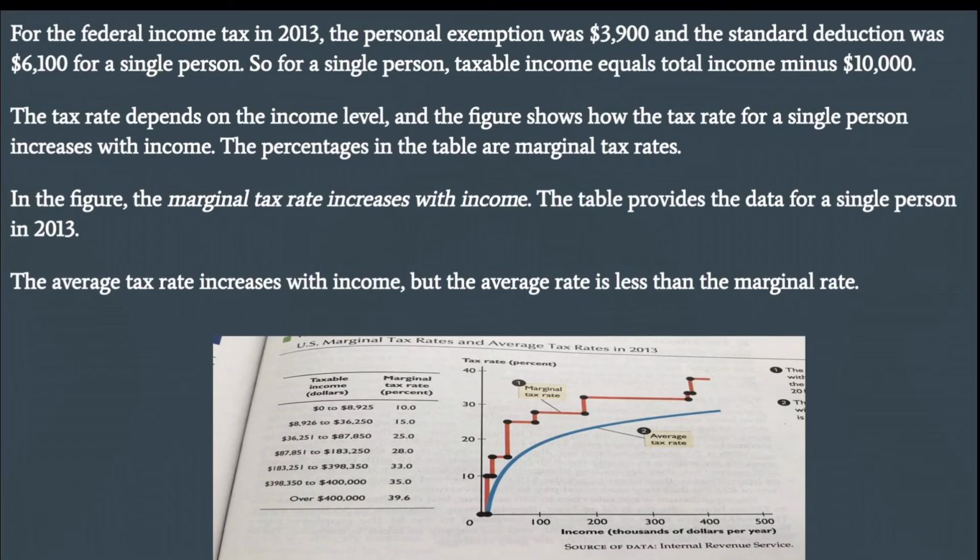For the federal income tax in 2013, the personal exemption was $3,900 and the standard deduction was $6,100 for a single person. So for a single person, taxable income equals total income minus $10,000. The tax rate depends on the income level and the figure shows how the tax rate for a single person increases with income. The percentages in the table are marginal tax rates. In the figure, the marginal tax rate increases with income. The table provides the data for a single person in 2013. The average tax rate increases with income, but the average rate is less than the marginal rate.